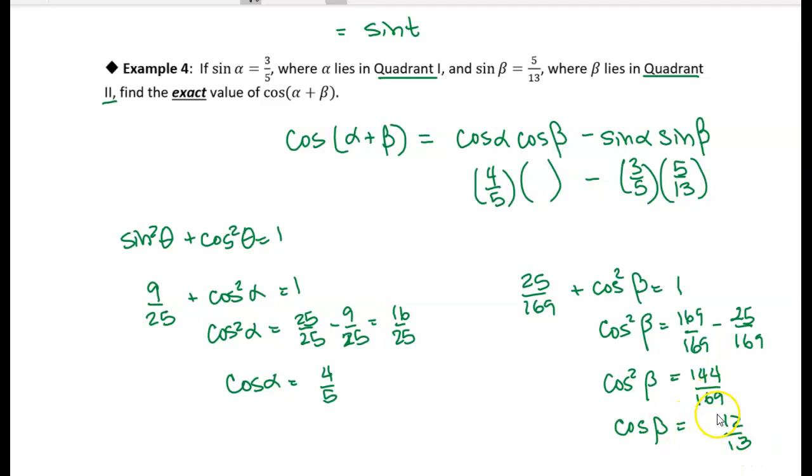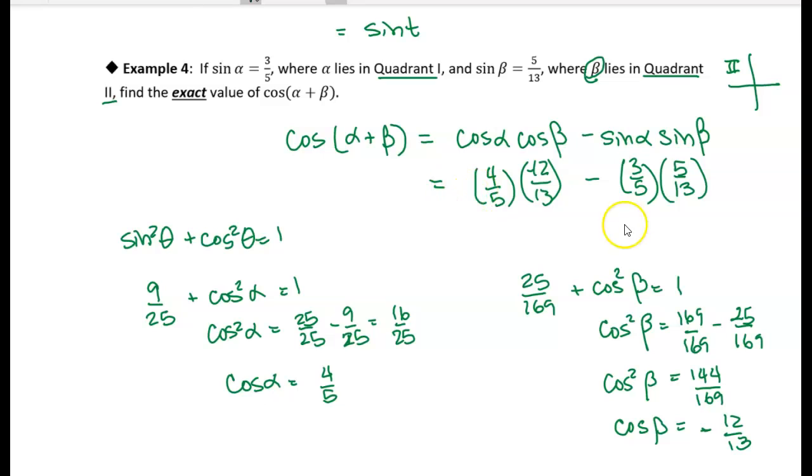But again, it could be either positive or negative 12/13. So I'm going to have to look at what quadrant I'm in. It says beta is in quadrant 2. Quadrant 2 is over here, where the x coordinate is negative and the y coordinate is positive. Cosine is my x coordinate, so it's going to be a negative 12/13. So I can substitute that in, negative 12/13.